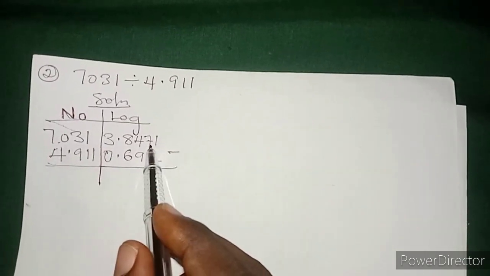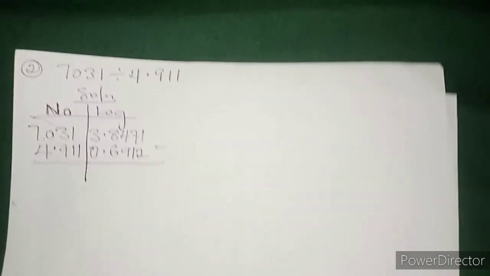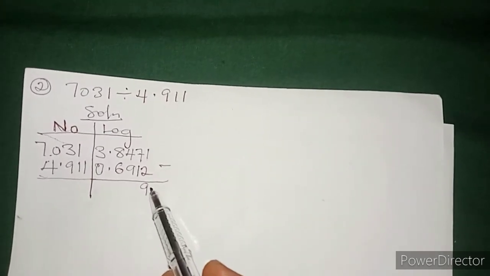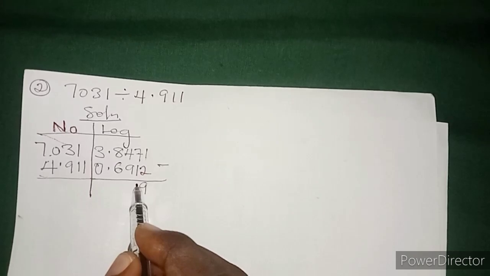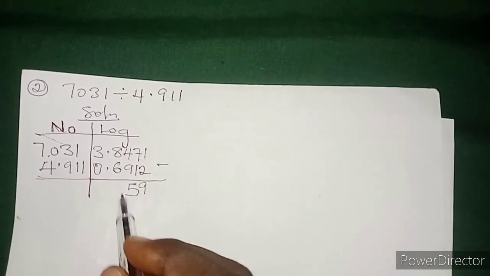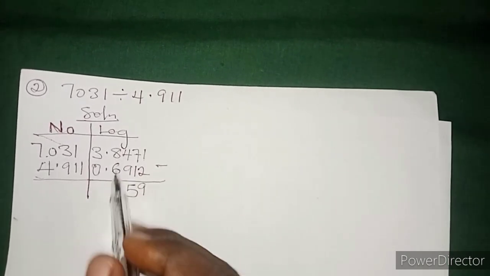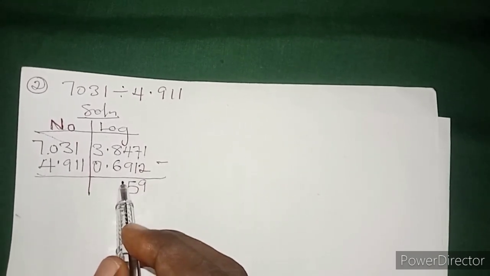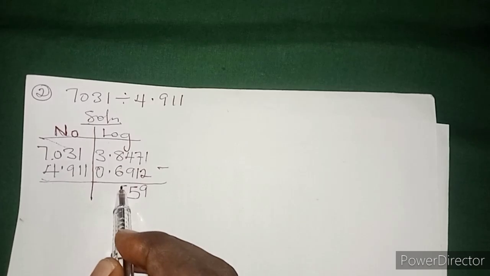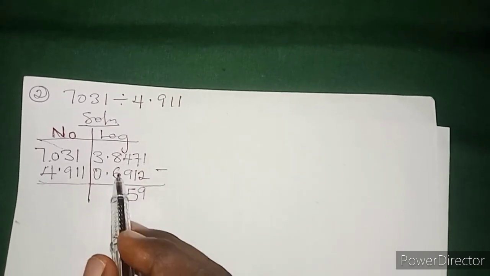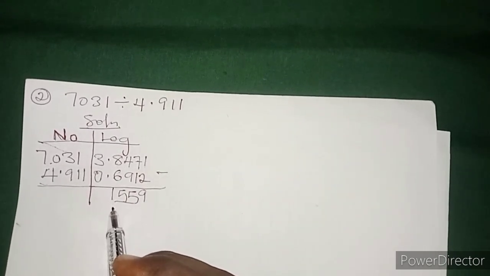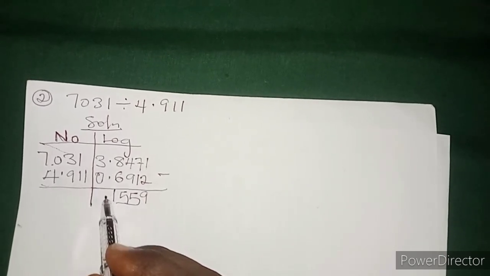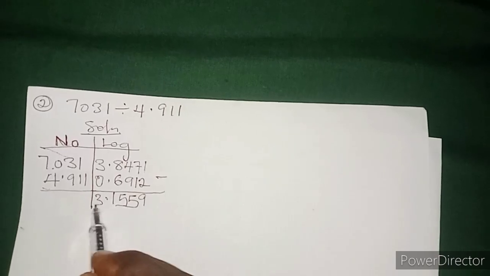1 minus 2 is not possible. Borrow 1, that is 11. 11 minus 2 becomes 9. Then you have 6 left. 6 minus 1 is 5. Here is 4 minus 9, this is not possible. Borrow 1, that is 14. 14 minus 9 gives us 5. What do you have left here? 7 minus 1 is 1. And then we put our point. 3 minus 0 is 3.